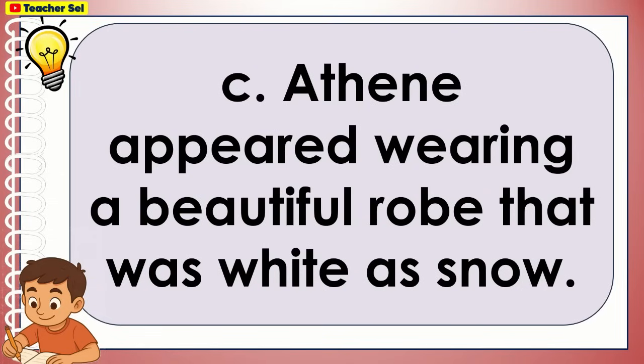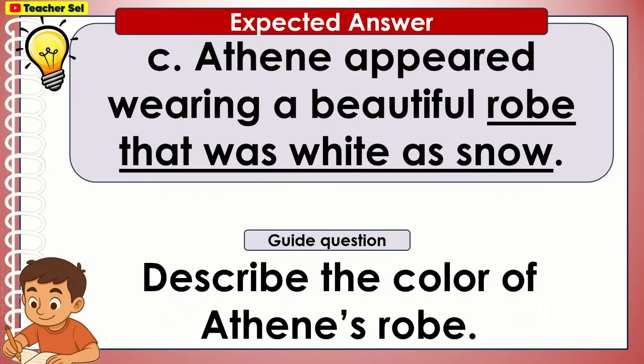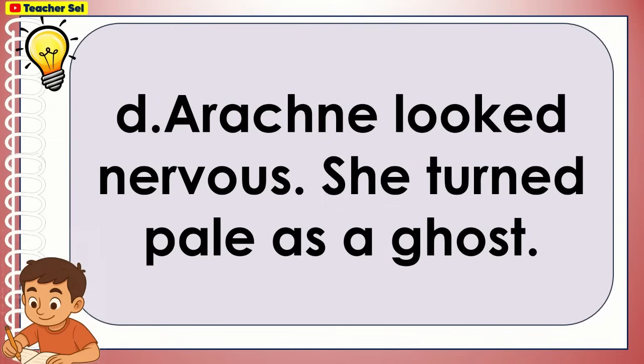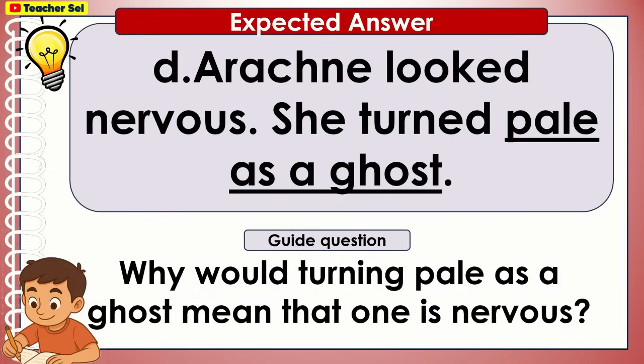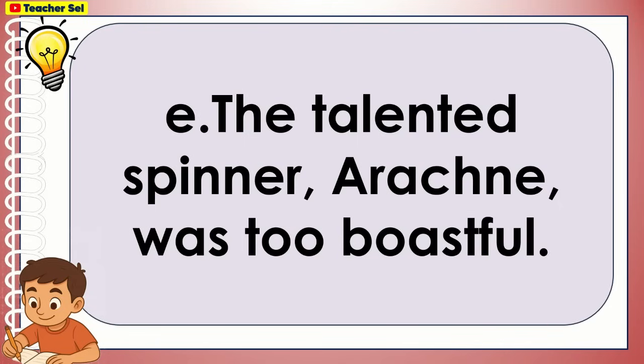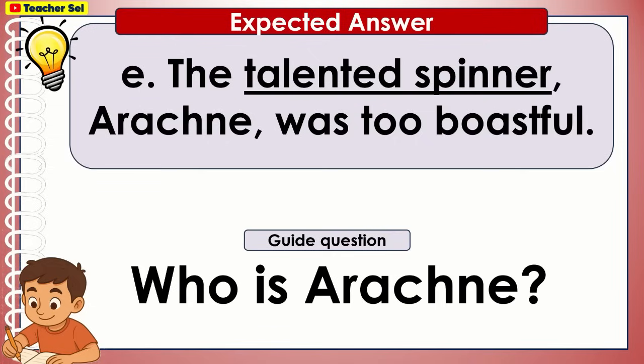Athene appeared wearing a beautiful robe that was white as snow. Robe that was white as snow. Describe the color of Athene's robe. Arachne looked nervous. She turned pale as a ghost. Pale as a ghost. Why would turning pale as a ghost mean that one is nervous? The talented spinner Arachne was too boastful. Talented spinner. Who is Arachne?